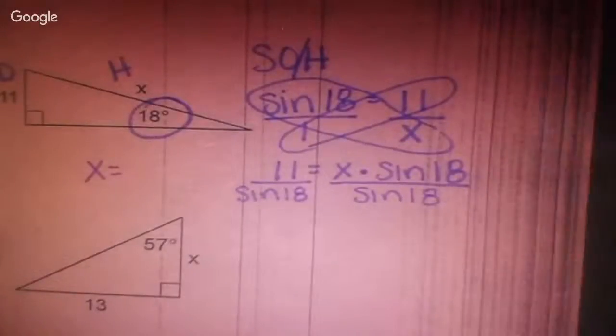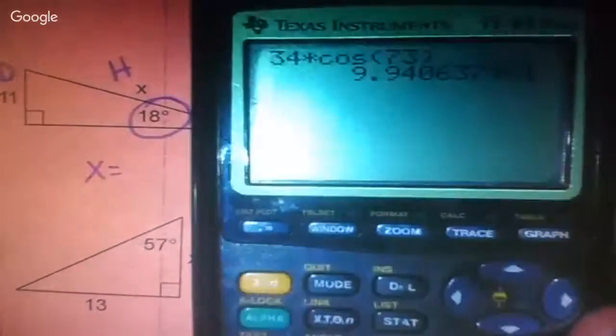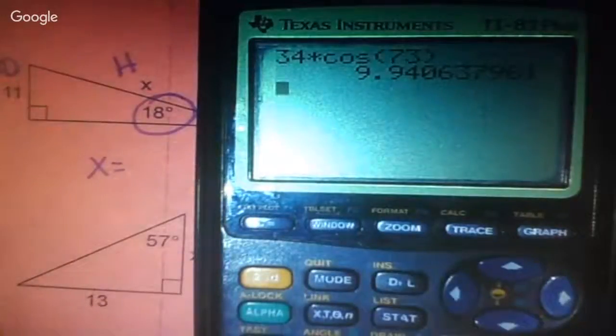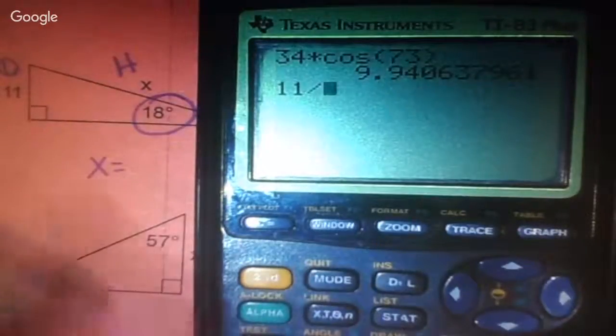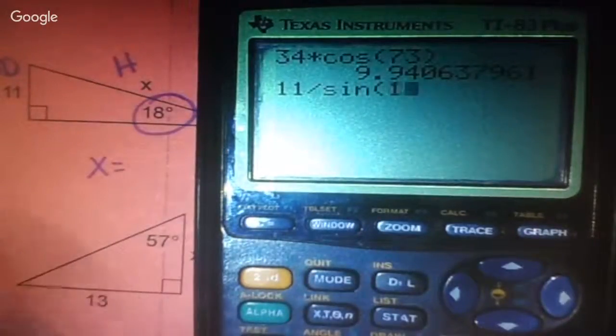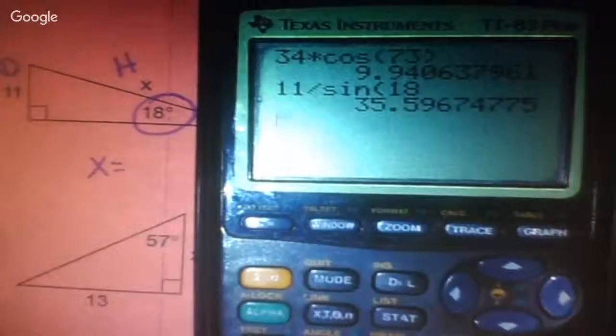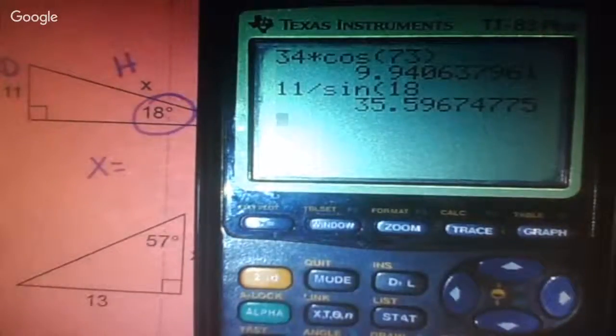Okay, so this time when you put it in the calculator, you don't have to go back to the degree mode. It's already there. So instead of multiplying this time, we do 11 divided by the sine of 18. What does this round to? 2 decimal places. 35.60. Do not forget the 0. If they're asked for 2 decimal places, if you don't put that 0, it's wrong.